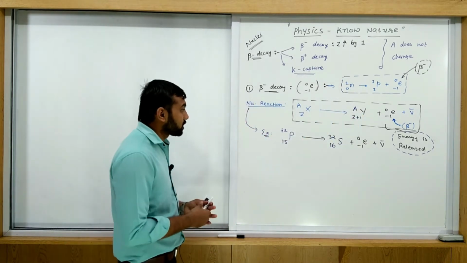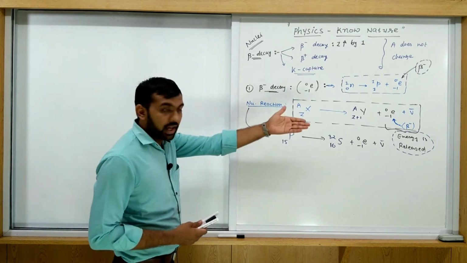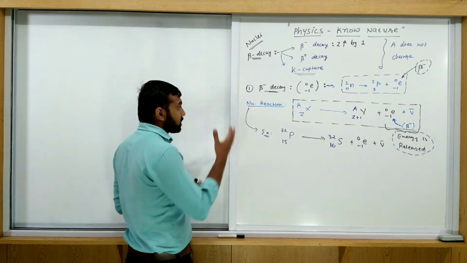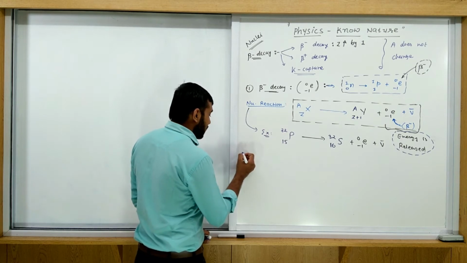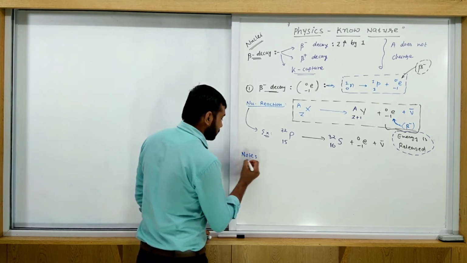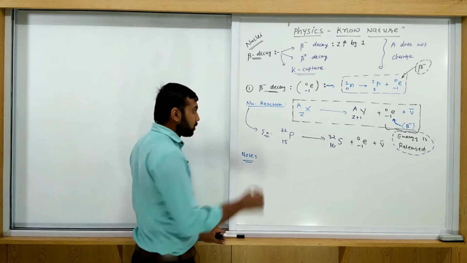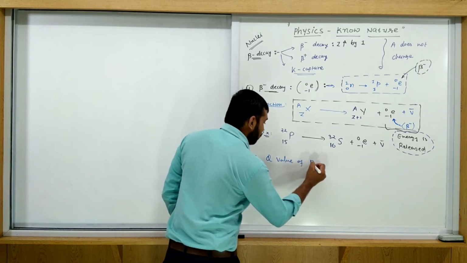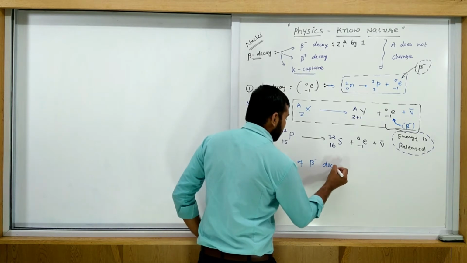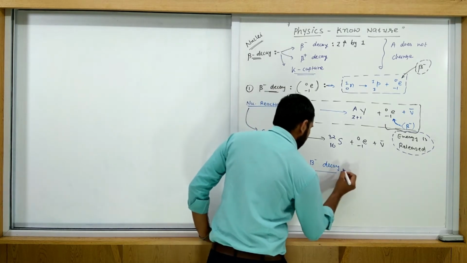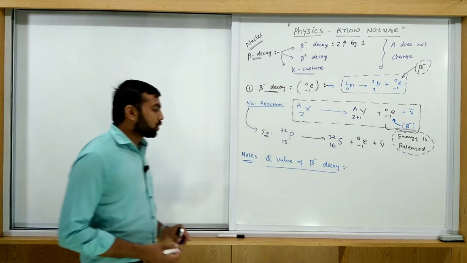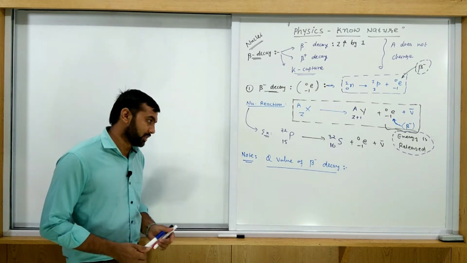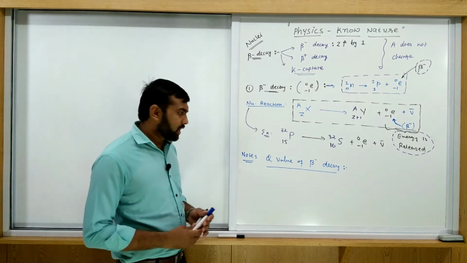Okay, now let's come to the energy equation. So what is the Q value of this reaction? That is a note for all of us. How do we get this Q value for the beta decay? So, the Q value of beta minus decay. The case is very simple.